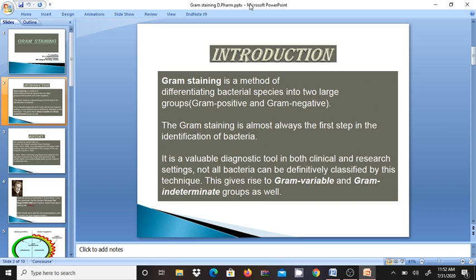Here, not all bacteria can be identified as gram positive or gram negative. So there are sometimes gram variable and gram intermediate groups also available.